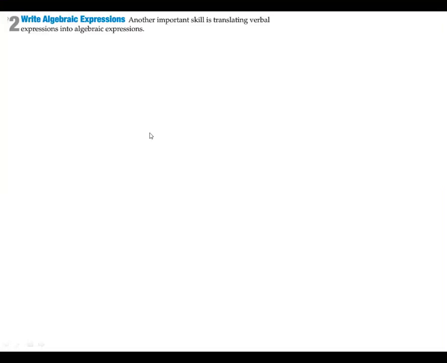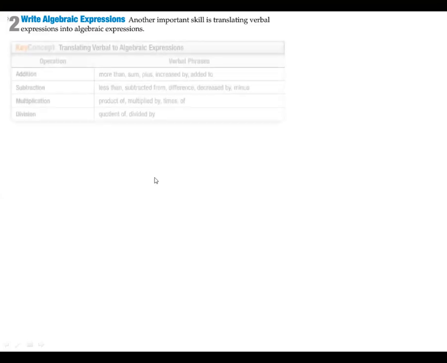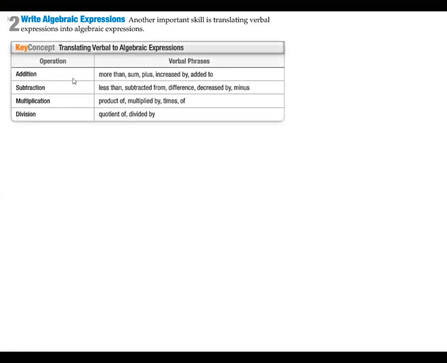All right, another important skill is translating verbal expressions into algebraic expressions. So in the last video, we did the reverse of that. We took an algebraic expression, something written in math, and translated it into a complete sentence. Well, we're going to go from a complete sentence and write it in its equivalent form in math. It's math language, so to speak. So some key concepts, some key words and what they mean.